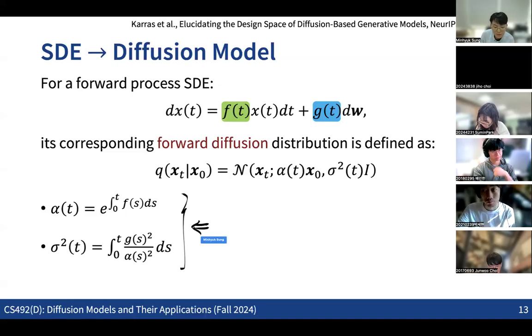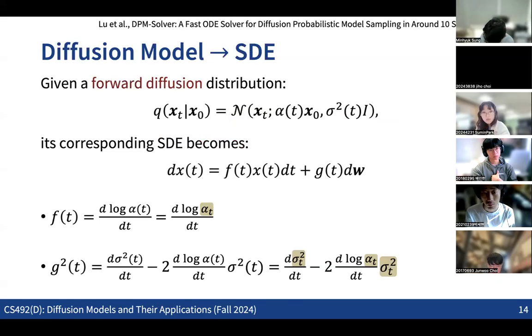See? So for any kind of SDE, if you know the f_t and the g_t terms here, based on that, we can derive the scaling and the variance terms. And based on that, we can actually do the opposite as well. So now we think about the case where we have the forward diffusion distribution, which is defined with alpha_t and sigma_t squared for the scaling and the variance. Based on that, we can also find the corresponding SDE using the same equation here.